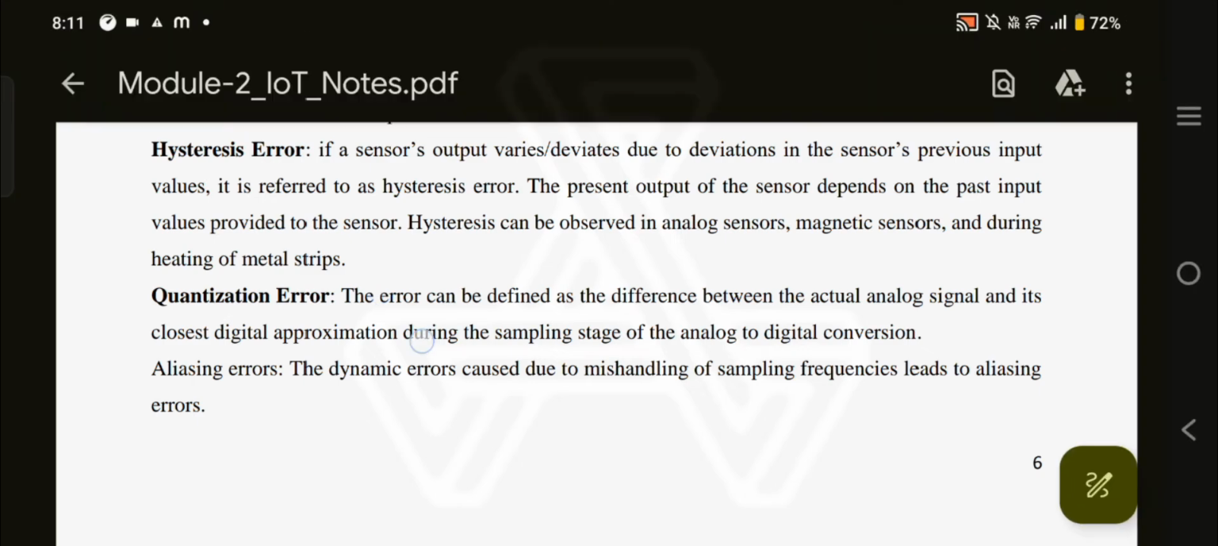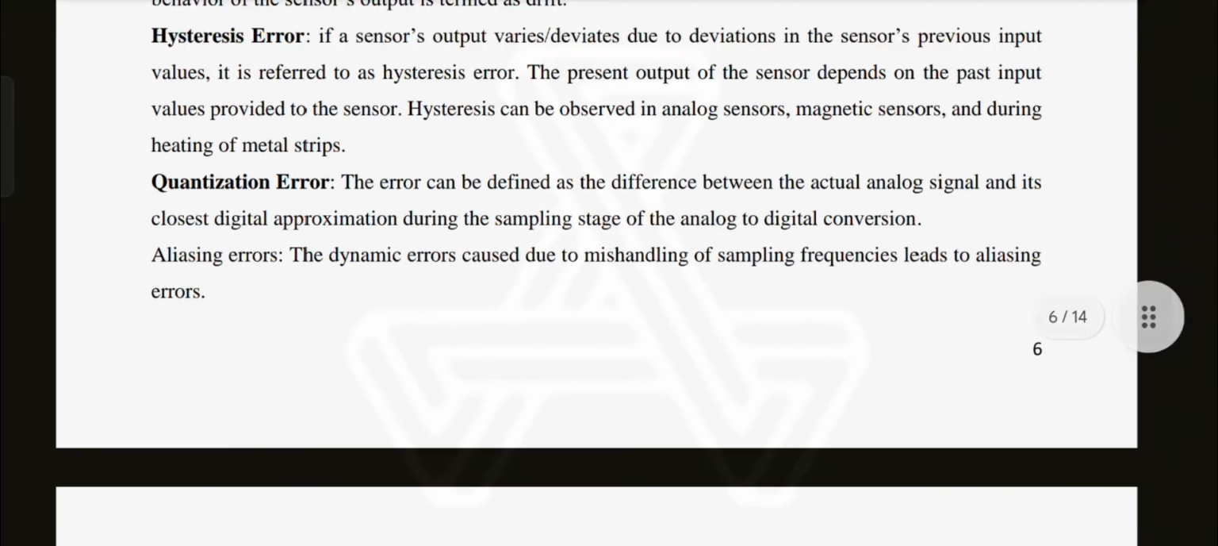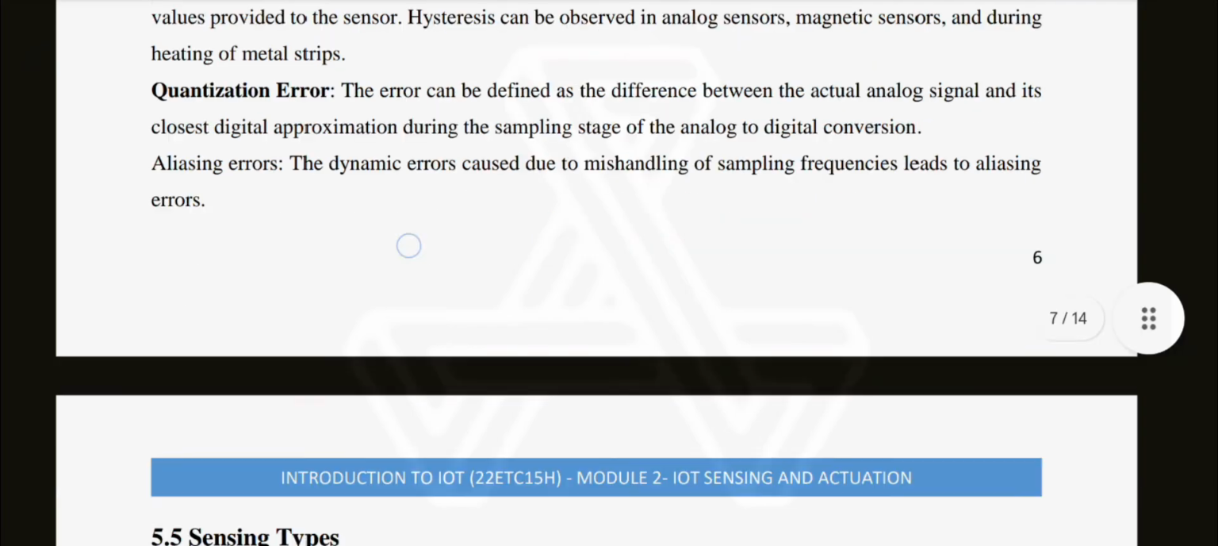Quantization error. The error can be defined as the difference between the actual analog signal and its closest digital approximation during the sampling stage of the analog to digital conversion. Aliasing errors. The dynamic error caused by the mishandling of the sampling frequencies leads to the aliasing errors.